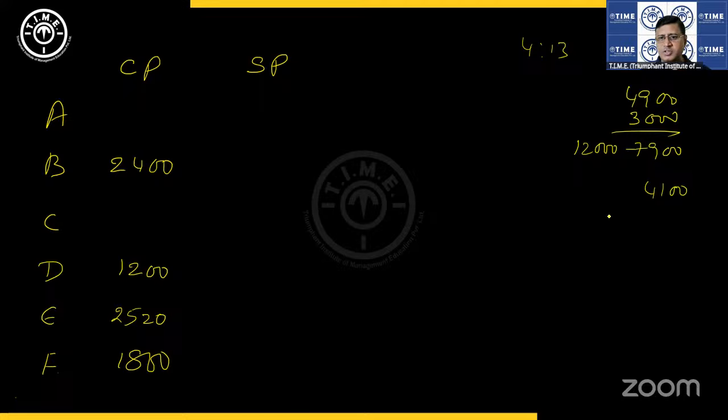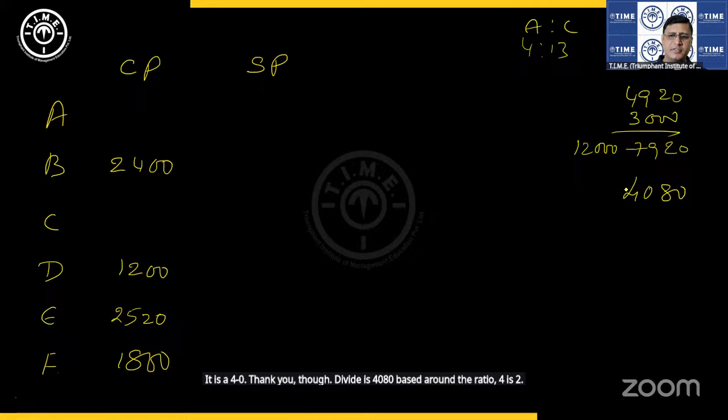How much is the value of A and C? So 2520. One minute, please. Small correction here. 4920. So 7920. Okay. Now 12,000 minus 7920. What is the result? The result is 4080.